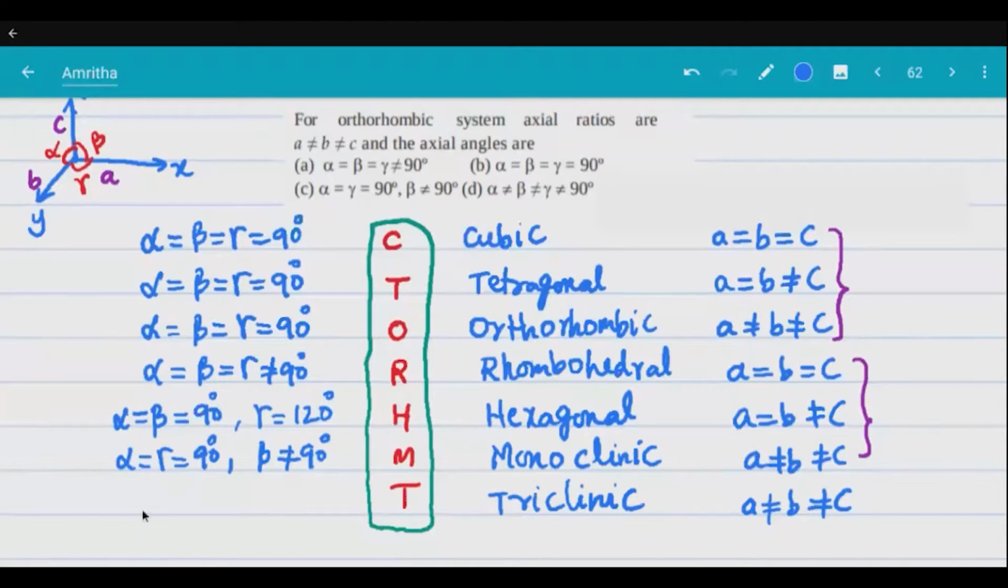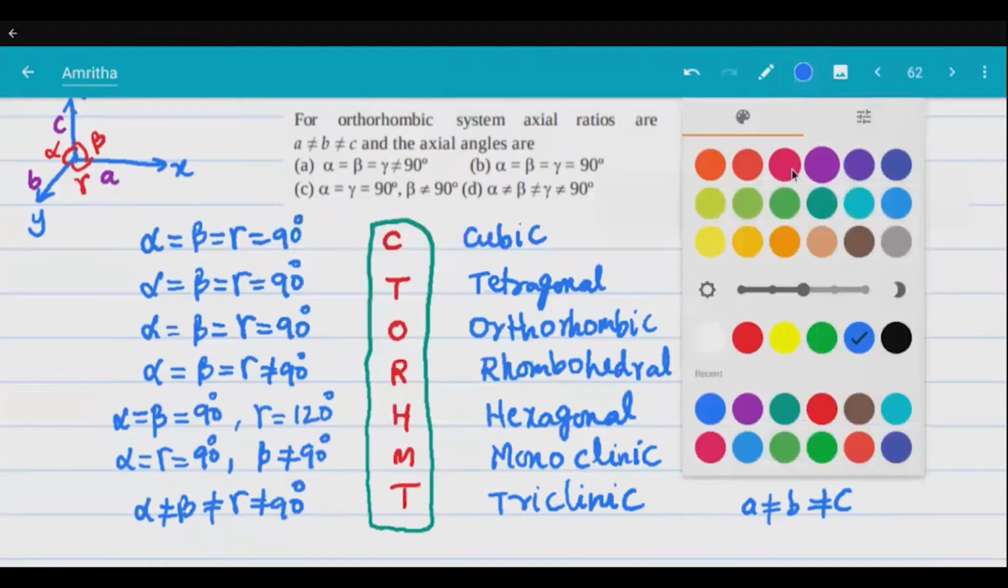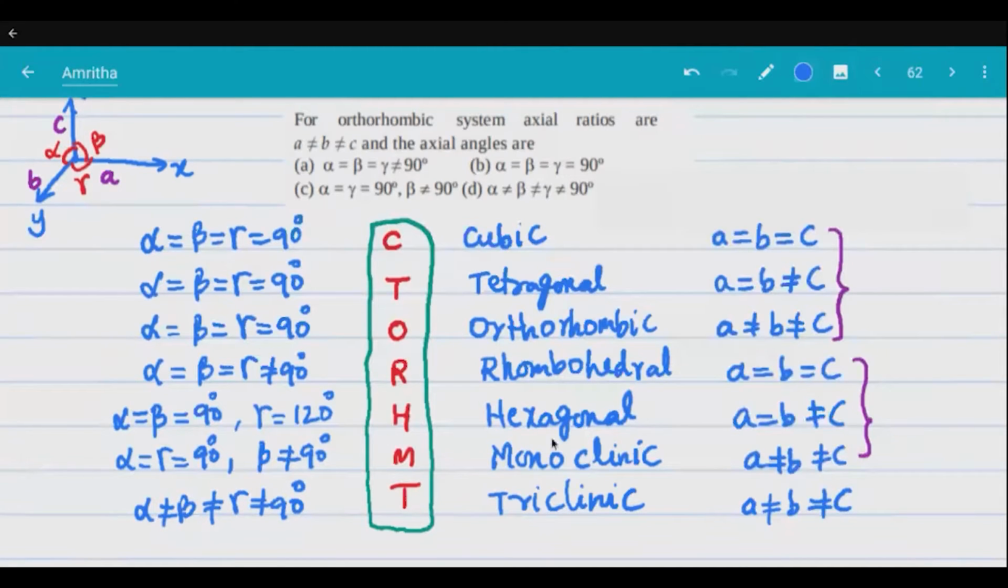Now the last one is again very simple. Alpha not equal to beta not equal to gamma not equal to 90. They are not equal and not equal to 90 also. So only in the angle cases, H and M are difficult, meaning for memorizing it is difficult, but the rest are all very simple. So this is a trick.